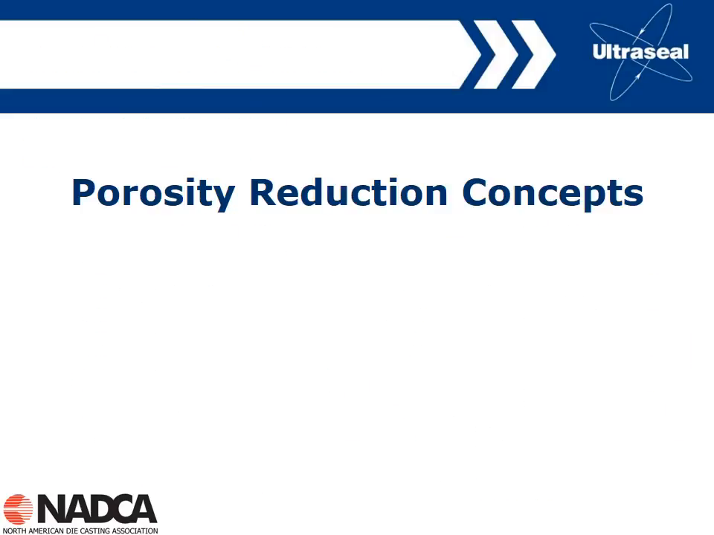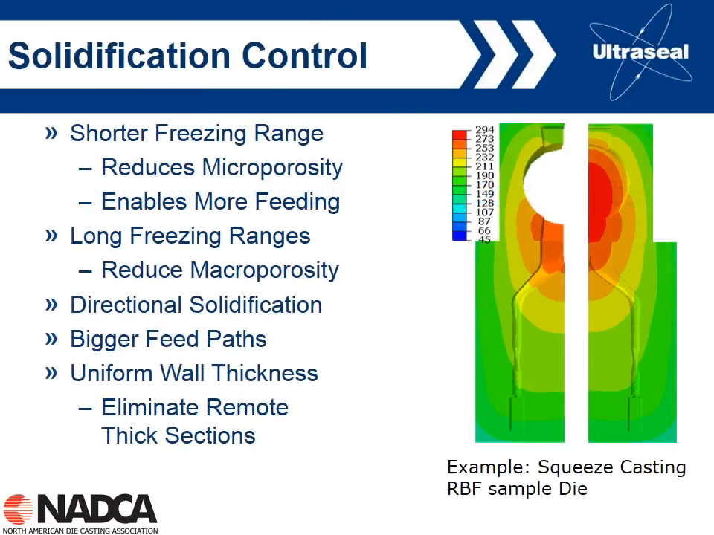So, porosity reduction concepts. We've talked a little bit about this in terms of solidification control, in terms of the alloy. With a short freezing range, we can reduce microporosity because we get more feeding, but the downside is that you're going to get one or a few big macro pores. It depends really on the type of casting, whether you want one big pore or whether it would be better to have a lot of small pores. With long freezing range alloys, we're going to reduce the macro porosity, but the downside is we're going to get a lot of dispersed fine porosity.